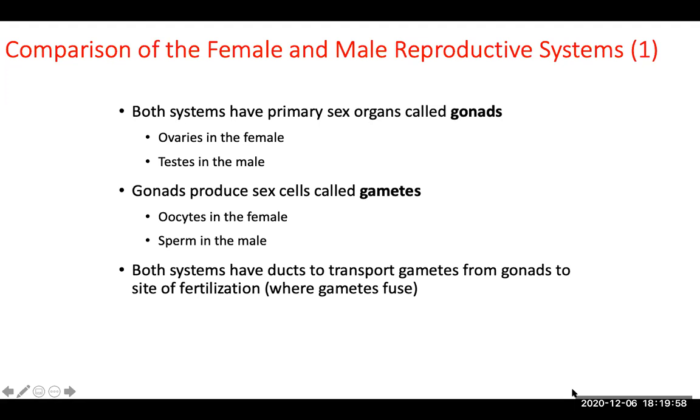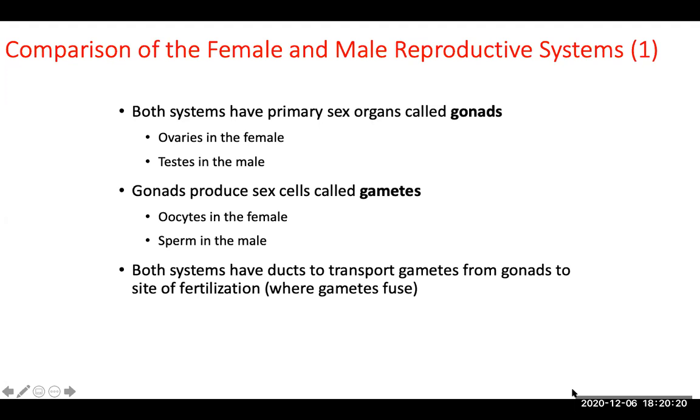We first need to cover some lingo and understand the difference between gonads and gametes. Both systems have primary sex organs called gonads. These are the ovaries in the females and the testes in the males. And the gonads produce sex cells called gametes. The gametes are the oocytes, or egg, in the female, and the sperm in the male.